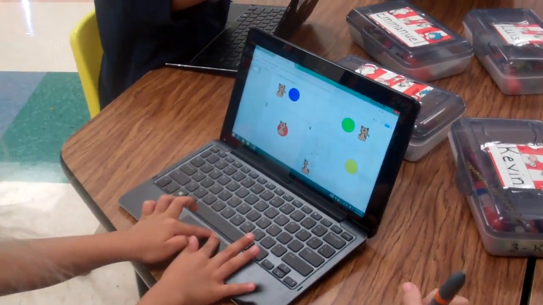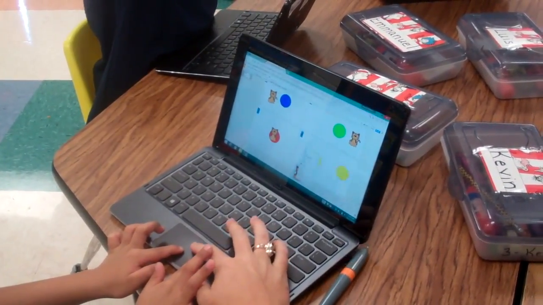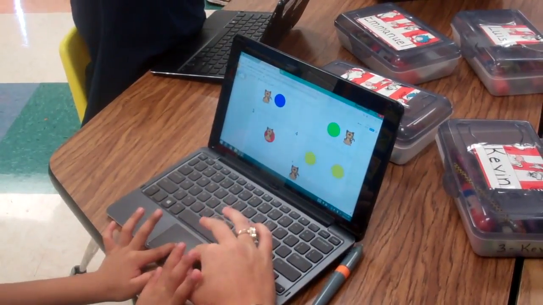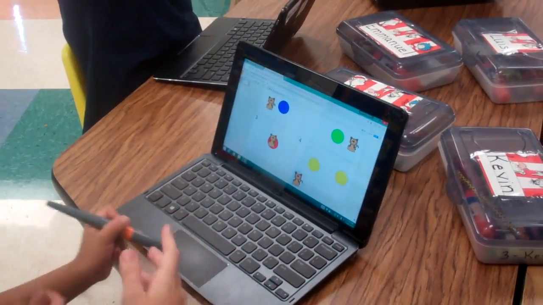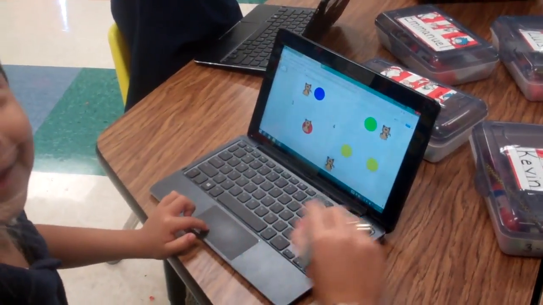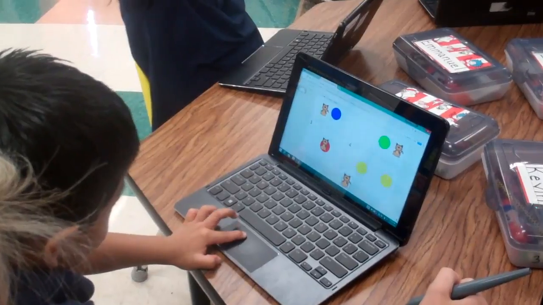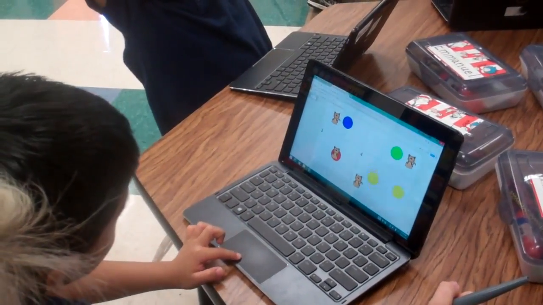And move him. Oh, don't delete him. Nope. Click. Let go. Click. Move him. In between. You just had him there.